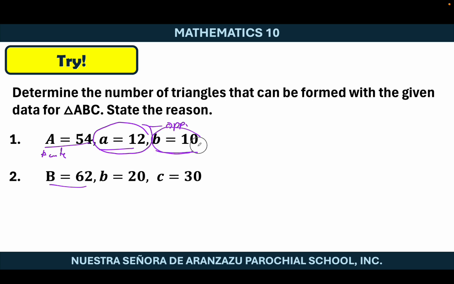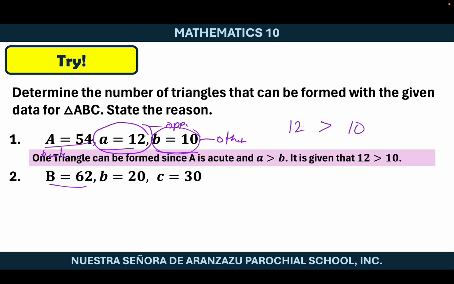And this one is the other side. Now, compare the opposite side and the other side. What symbol will you use here? Okay, very good. Greater than. Since your opposite side is greater than the other side, how many triangles will be formed? Okay, based on our table earlier, that is one triangle. So, one triangle can be formed on this given.